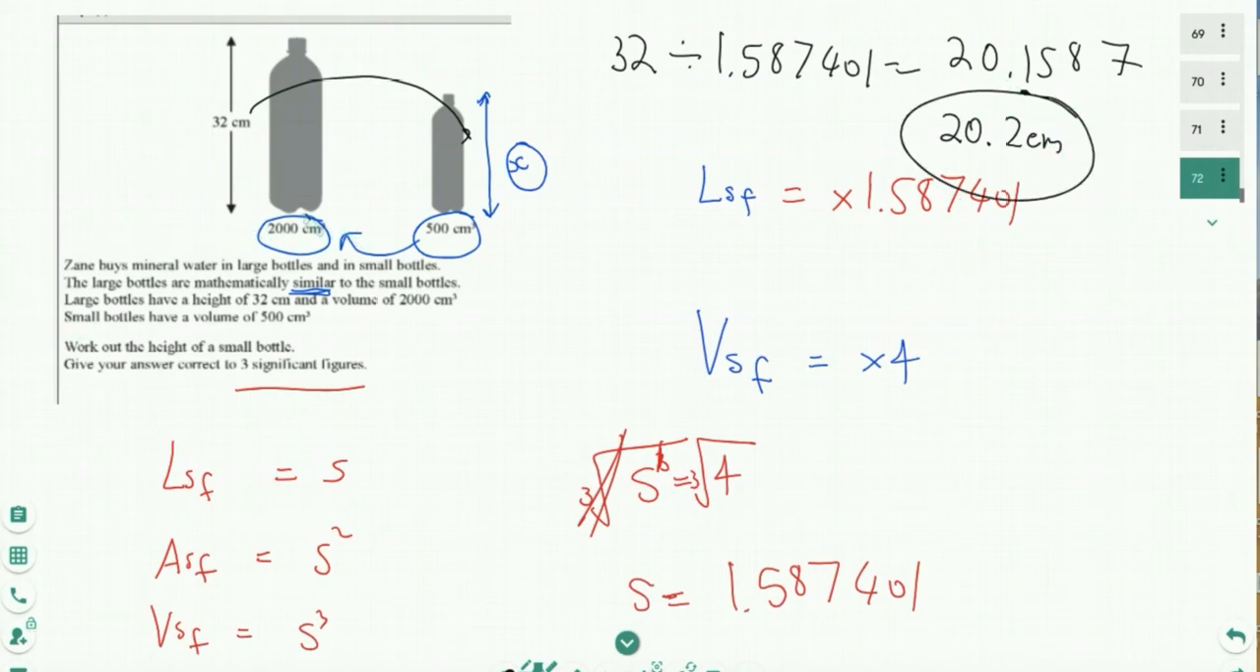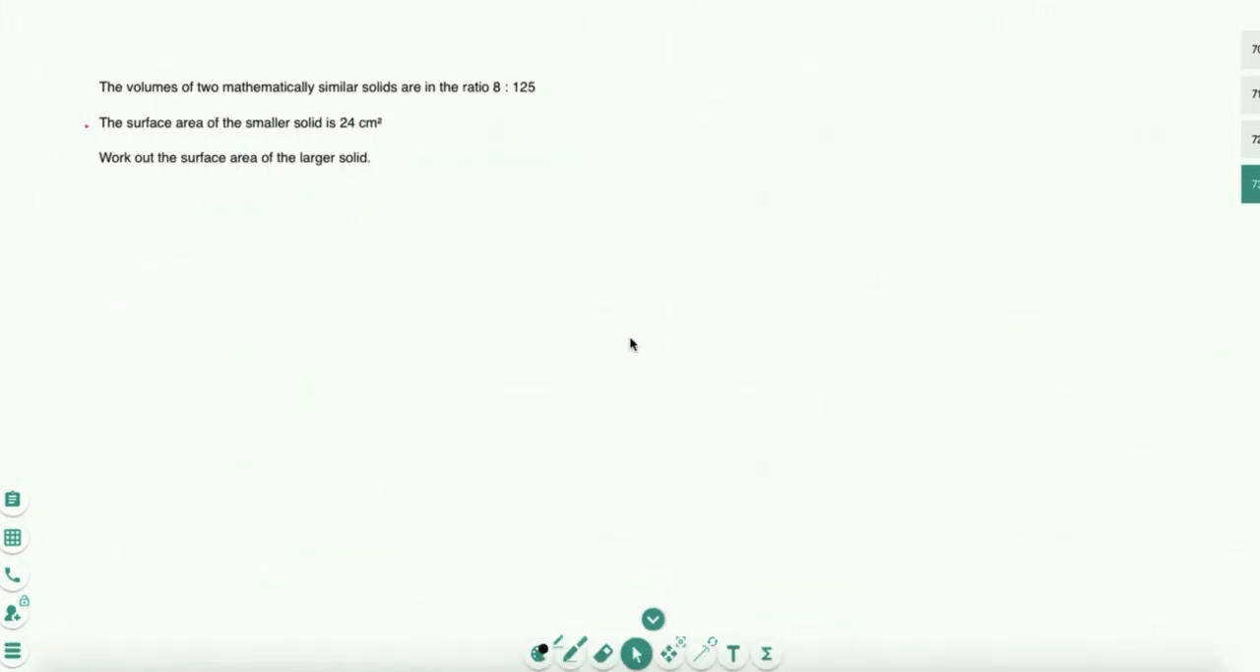So here, since we had both volumes, we could find the volume scale factor, which was times 4. The volume scale factor is also known as s cubed. So we can say s cubed is equal to 4. We want to find the length scale factor, so we want to find s. We have to get rid of this cubed somehow. The opposite of cubing is cube rooting it, so we're going to cube root both sides. The cube and the cube root cancel out. And then the cube root of 4 is 1.587. And since we're going from the big shape to the small shape, we did 32 divided by 1.587401 to get 20.2.